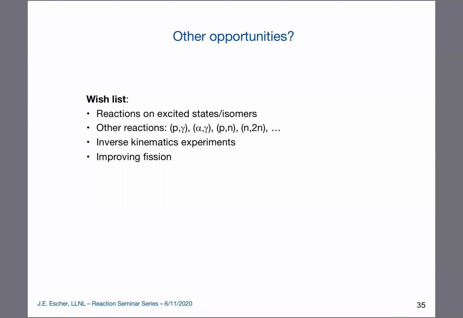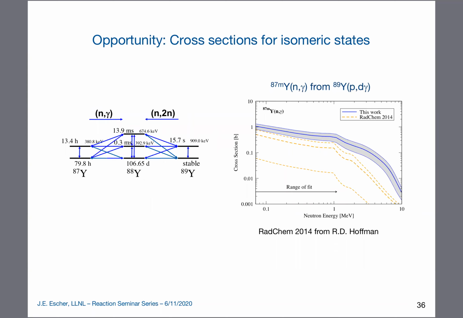So let me just give a few highlights. Reactions on excited states. So the yttrium case that I discussed is interesting because the yttrium isotopes have a host of isomers. And I actually sat down and calculated all kinds of N-gamma cross sections with my model, constrained by the surrogate data. And what you see in the right-hand panel is the N-gamma cross section starting from the excited yttrium 87 state. There is an isomer at 380 keV. So you can do things like that.